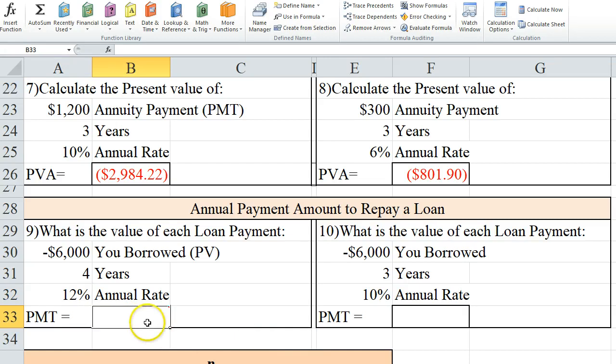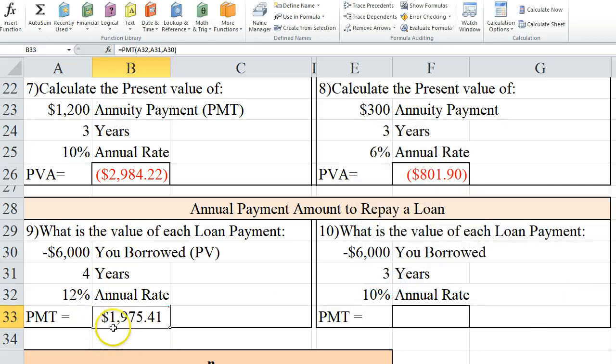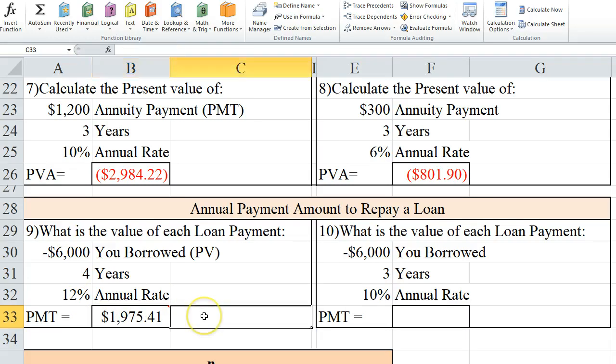So here, we want to use the payment function in Excel. I'm going to insert the function, payment, and I have my rate, my NPER, and then my present value, because this is the present. You borrow the money, you get all the money today. The present value is $6,000. But what is going to be the payment I'd have to make each year to pay that back? And the answer would be $1,975. So $1,975 times 4 years: if you look at how much you're actually paying back, it's close to $8,000 for the $6,000 you borrowed because of the added interest.